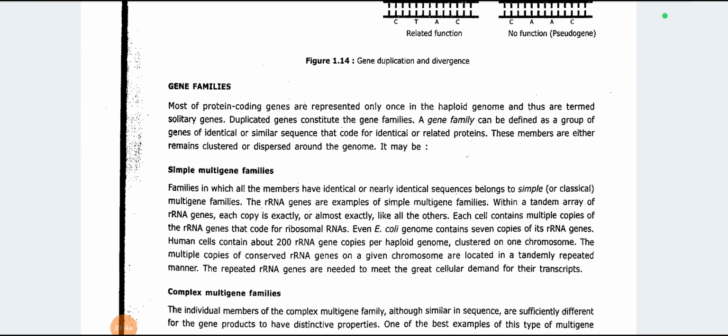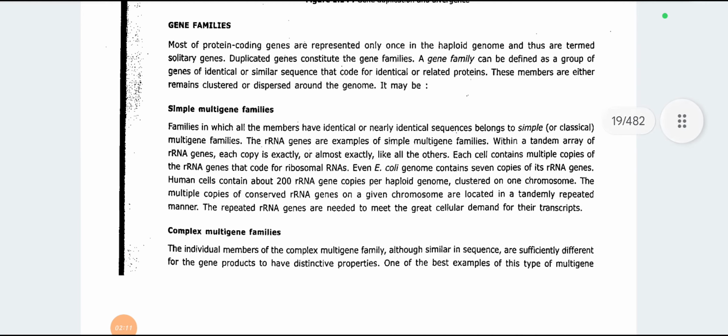What are gene families? Most protein coding genes are represented only once in the haploid genome and are thus termed solitary genes. Only once, then solitary genes. But duplicated genes constitute the gene family, which is defined as a group of genes of similar or identical sequence that code for similar or identical proteins.